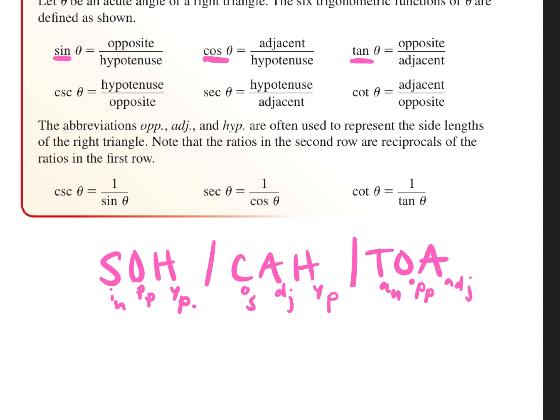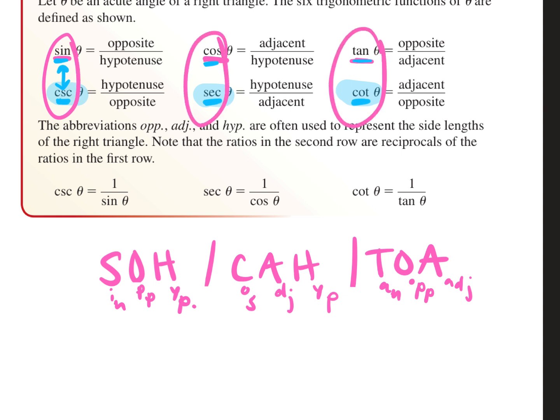Now the other 3 trig functions are called reciprocal functions. They're the same as the one that's right above. So cosecant goes with sine, but it's the reciprocal. It's the flip of it. So instead of it being opposite over hypotenuse, it's now hypotenuse over opposite. So you just need to know that cosecant goes with sine. Cosine goes with secant. So instead of cosine being adjacent over hypotenuse, secant is hypotenuse over adjacent. And then cotangent goes with tangent. So you just have to know the pairs, which one goes with which. So these 2 go together, these 2 go together, these 2 go together.